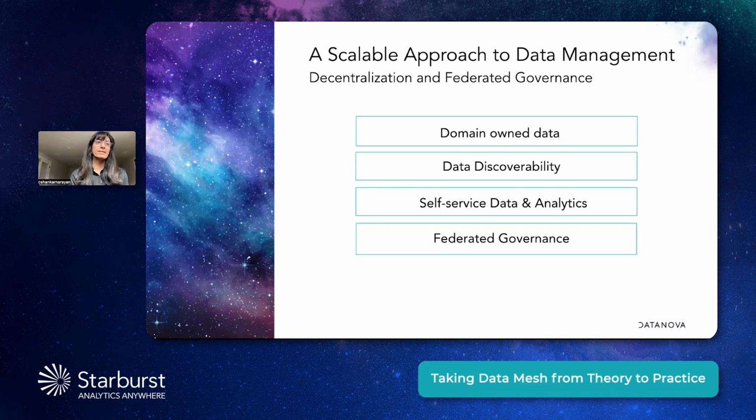The second mechanism is making data discoverable, understandable, and usable in the same way you search for and purchase products. Data is considered a product by each domain that publishes it. And this approach empowers domain owners to become fully responsible and accountable for their data.